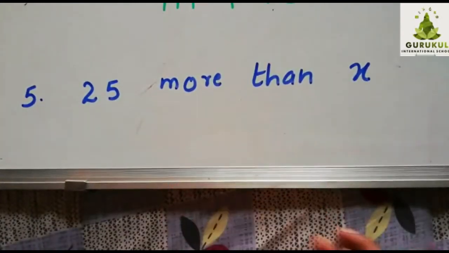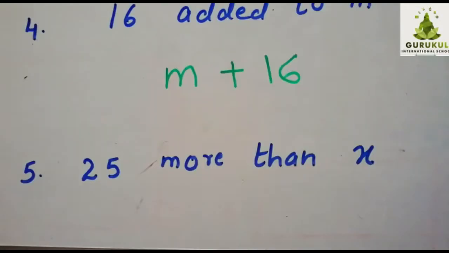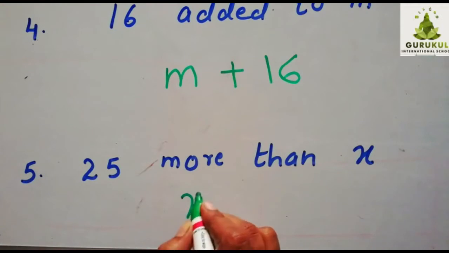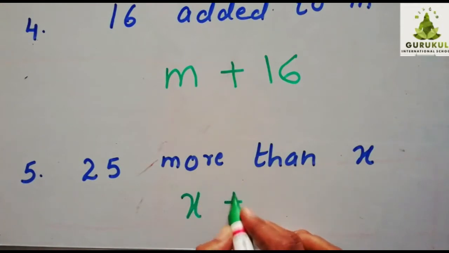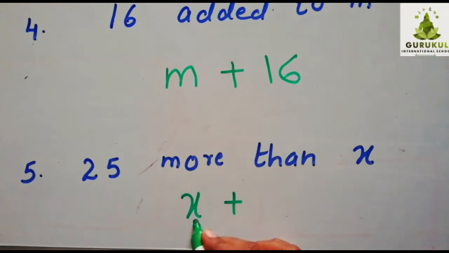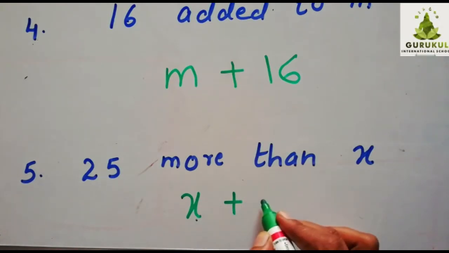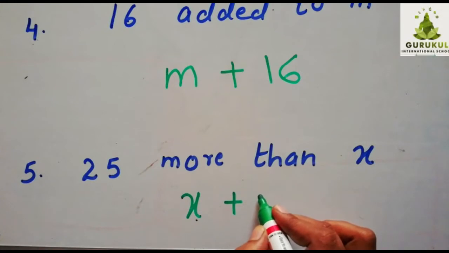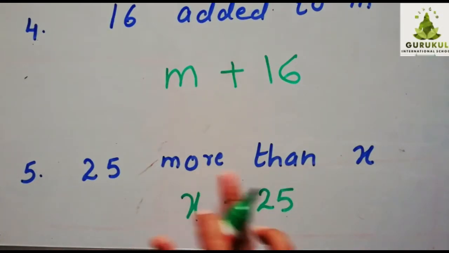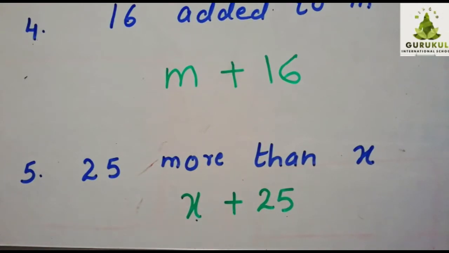Now the fifth one, 25 more than x. Now x is the variable. So more than means plus. And what is the number? 25 is more than x. x is the required number and 25 is more than x. So x plus 25. When you get more than also you have to use the plus sign.